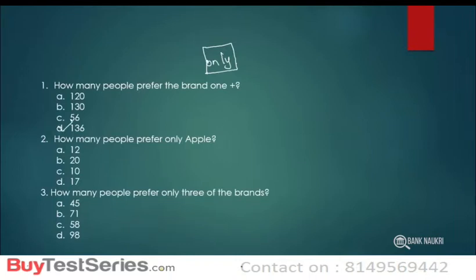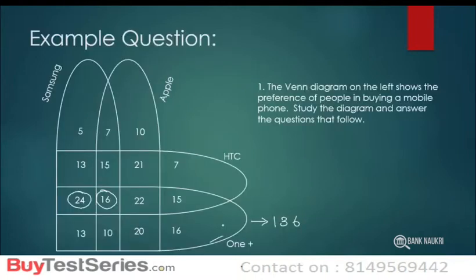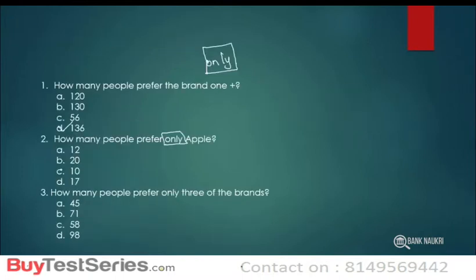Let's go to the second question. How many people prefer only Apple? So we have to find out in the diagram who prefer only Apple. This is the Apple diagram here, and people who prefer only Apple belong to this category. This 10 is not adulterated by Samsung, HTC or OnePlus. Hence, the answer to this question will be 10. Option C.